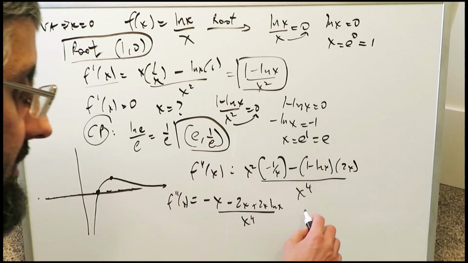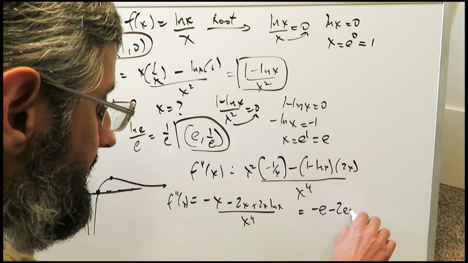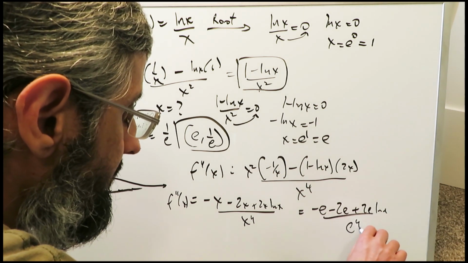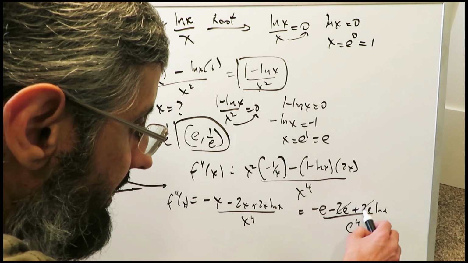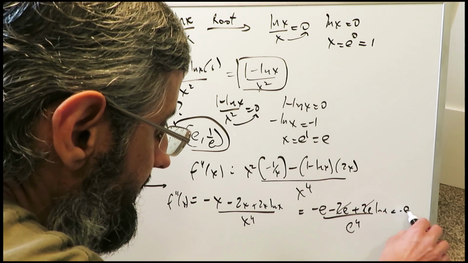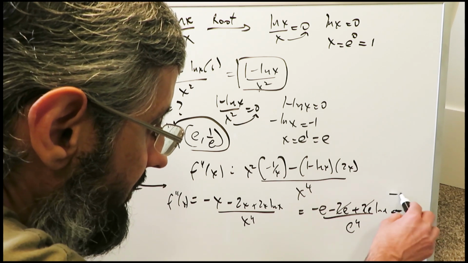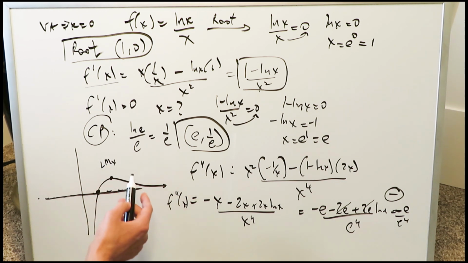If I put e in place of x, I'm getting a minus e minus 2e plus 2e ln e over e to the 4. This ln e is a 1, that's a 2e. That's a 2e minus 2e, that cancels out. I'm really looking at a minus e over e to the 4, which you can simplify, but you're looking at a minus divided by positive. Your outcome here is a minus. That tells you that you're looking at a local maximum or a relative maximum.